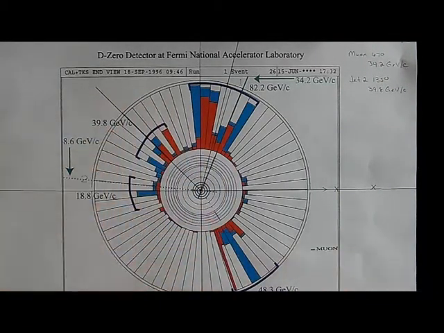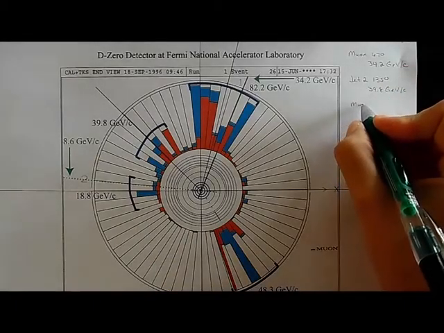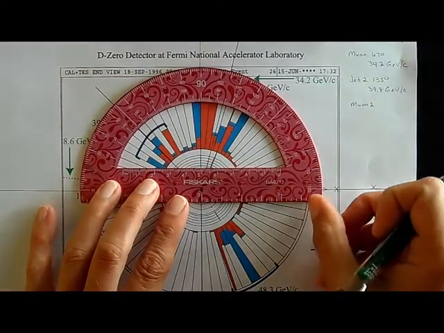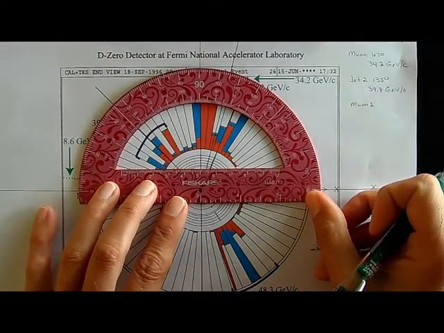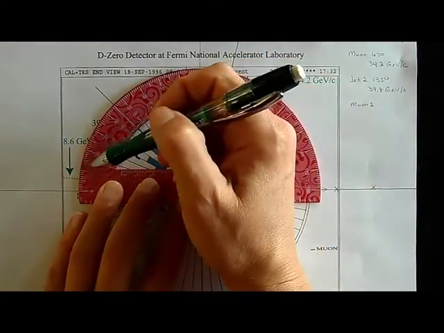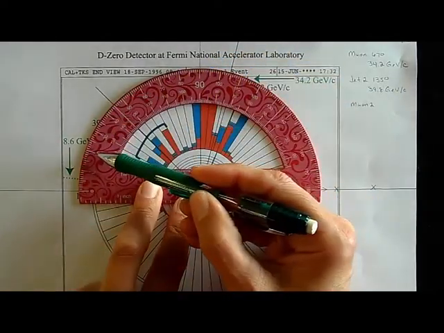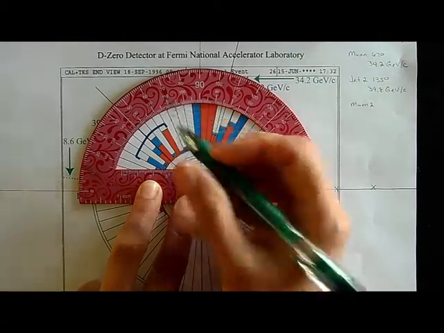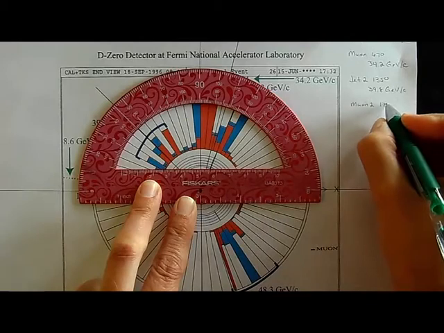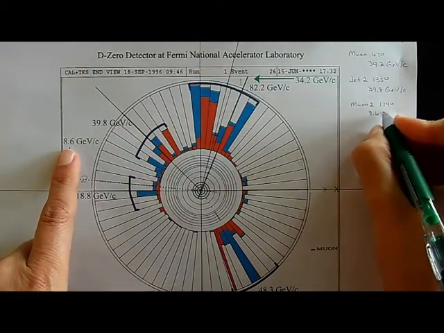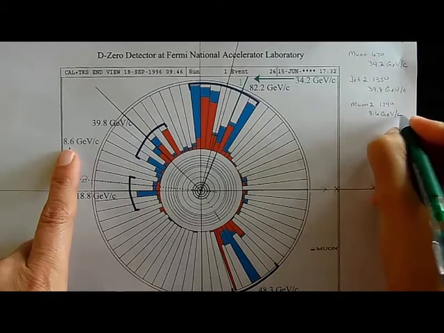And then we just keep going around. So here's our soft muon, our muon 2. If we measure that angle, let's see, this is going to be about 174. And it has a very low energy of 8.6.